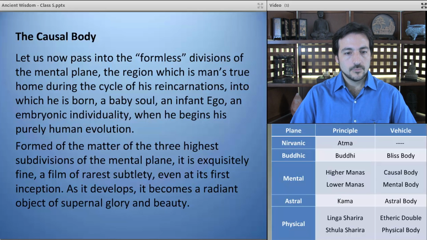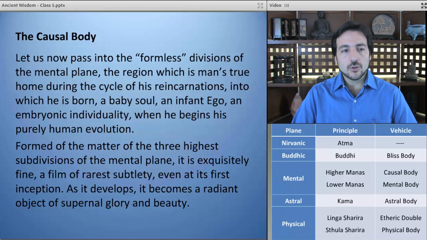Formed of the matter of the three highest subdivisions of the mental plane, it is exquisitely fine, a film of rarest subtlety, even at its first inception. As it develops, it becomes a radiant object of supernal glory and beauty. So both the emotional and mental bodies grow in size a little with evolution, but they are more or less always this kind of ovoid figure.